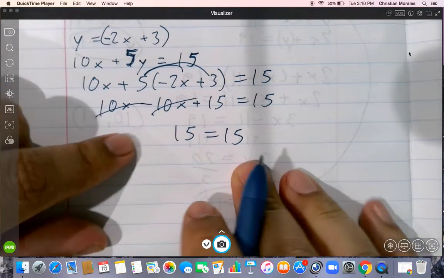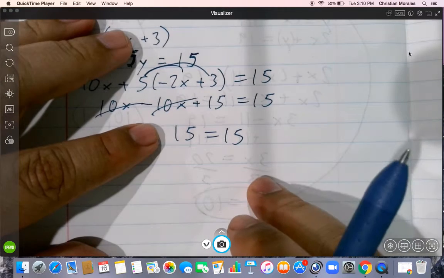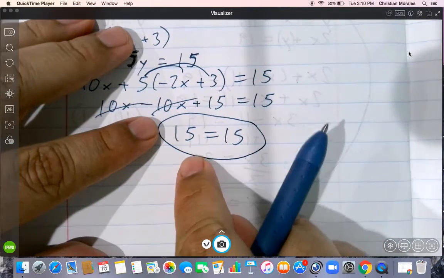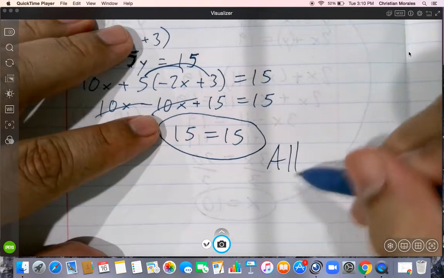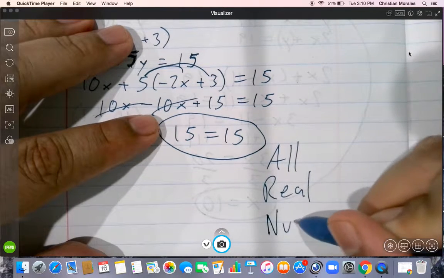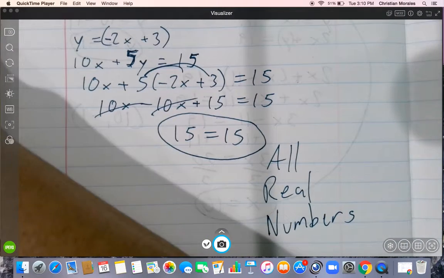Now when x cancels out, this is either no solution or all solutions, all real numbers, infinite solutions. And the way you know is this statement true? Does this statement make sense? If it works, that is all real numbers, infinite solutions. If they were different, if it was a negative 15, that would be a no solution.